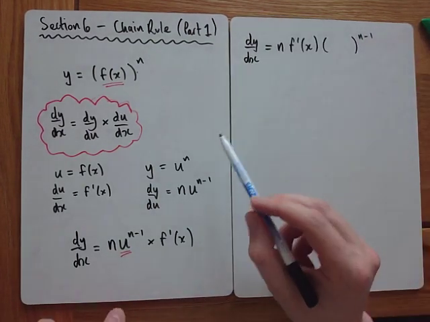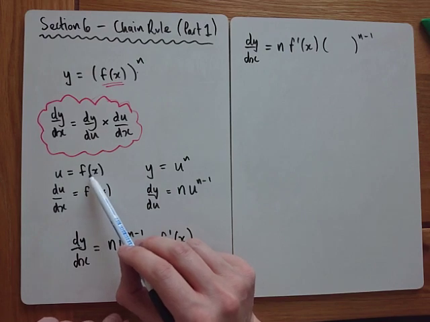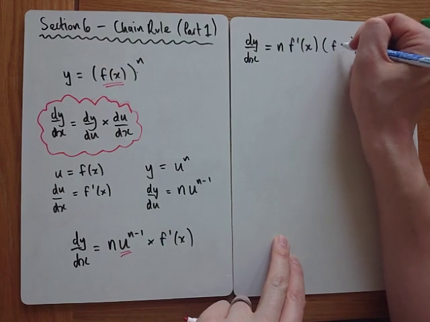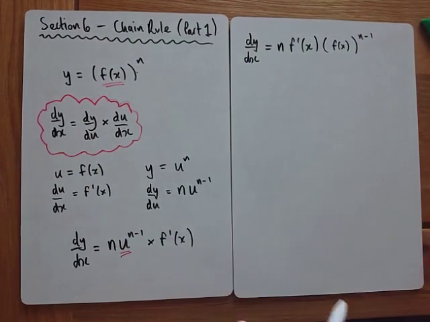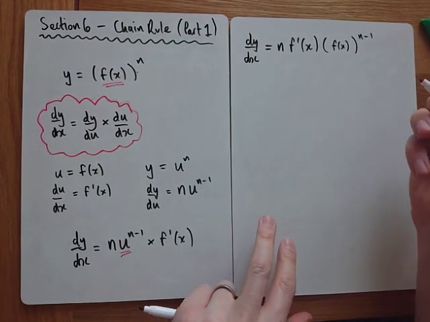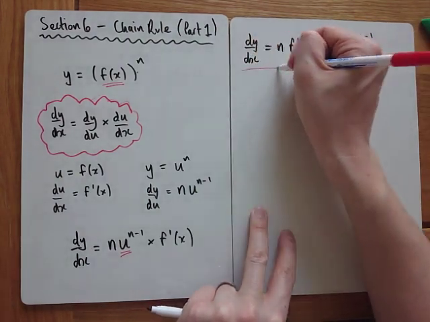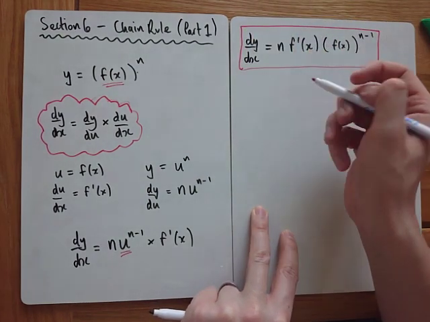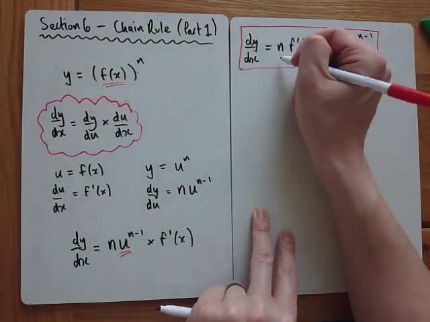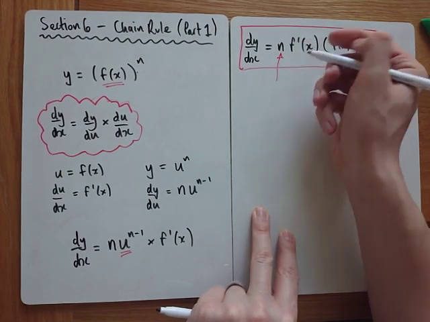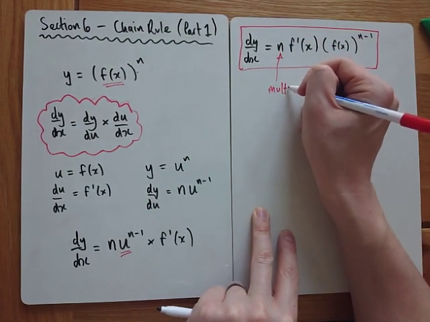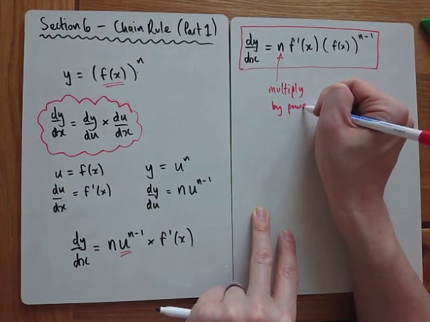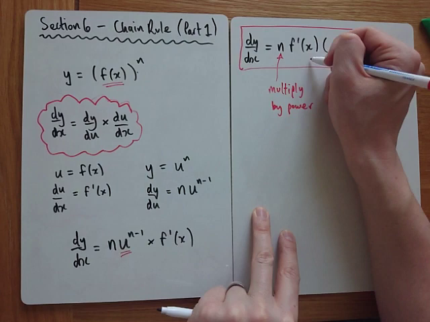Now what do we know about u? Well, u is just our original function, which was inside this power, so it would be f of x to the power of n minus 1. I appreciate that this is a little bit abstract, but that's a rule that we can use to differentiate any bracket to a power. And I can simplify it like this: we multiply by the power, and we also multiply by the derivative of the bracket as well.